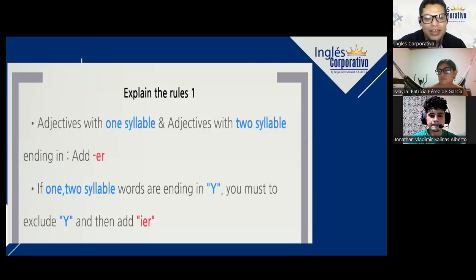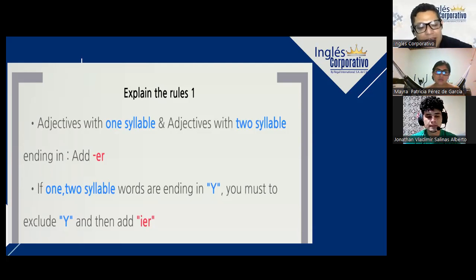So you can appreciate here that the adjective is one syllable. En este caso, ¿a qué se refiere con one syllable? En adjectives with two syllables. En este caso, cuando los adjetivos son cortos, estos solo tienen una sílaba. Recuerden que la sílaba es la que nos genera una palabra. Por ejemplo, fast. Fast solo tiene una sílaba, porque yo digo fast. Otra sílaba sería cuando el adjetivo tiene más palabras. Cuando el adjetivo es corto, automáticamente solamente tiene una sílaba.